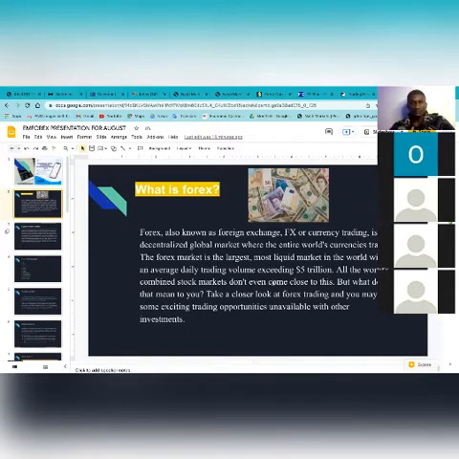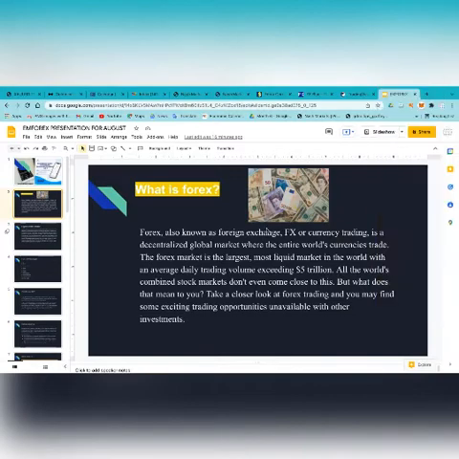So forex trading is also known as FX. It's also known as forex, foreign exchange trading. Forex trading is an abbreviation of foreign exchange. It simply means the exchange of currencies, foreign currencies. The ability for you to exchange one foreign currency against another simply means that you've involved yourself in forex trading.